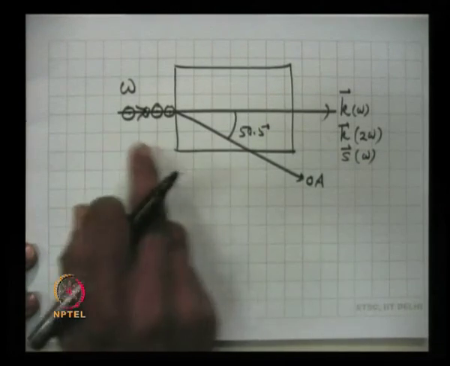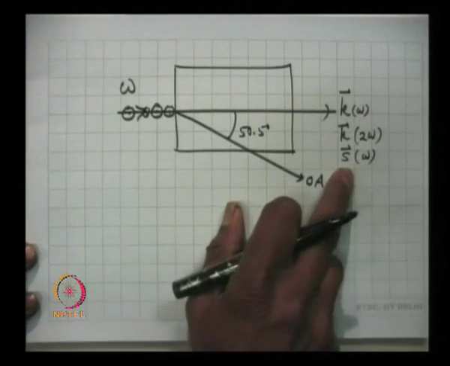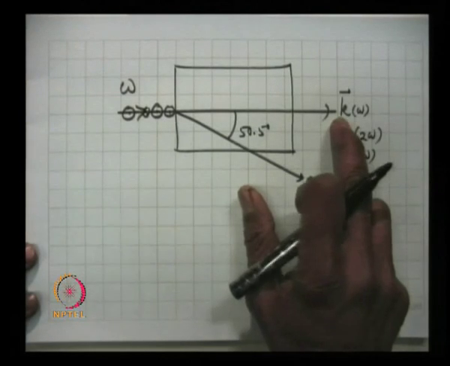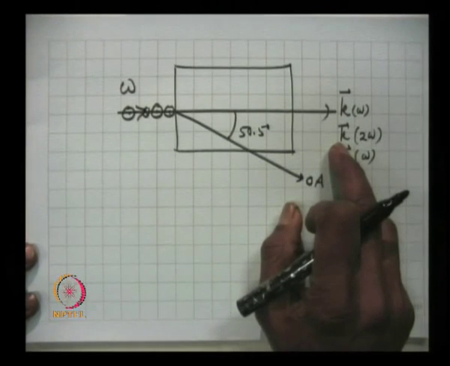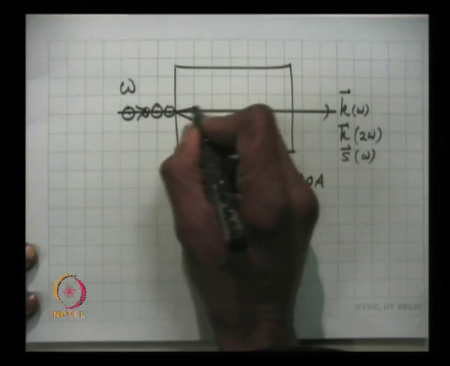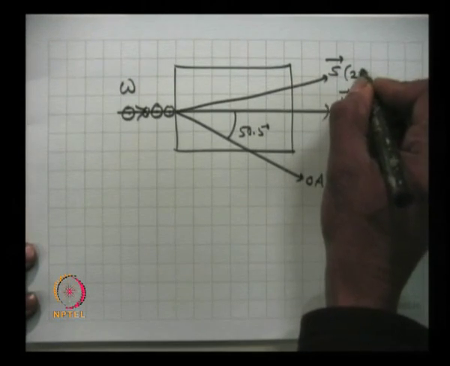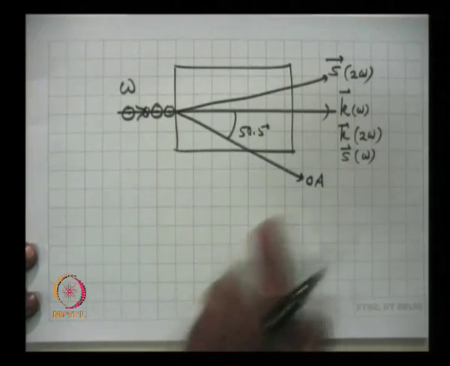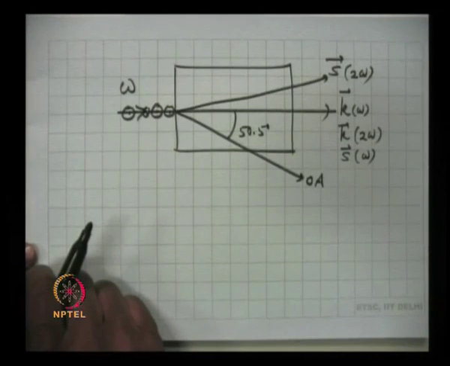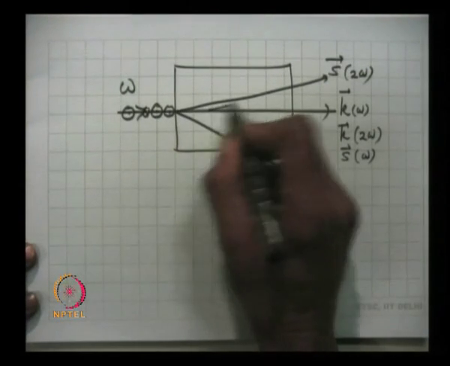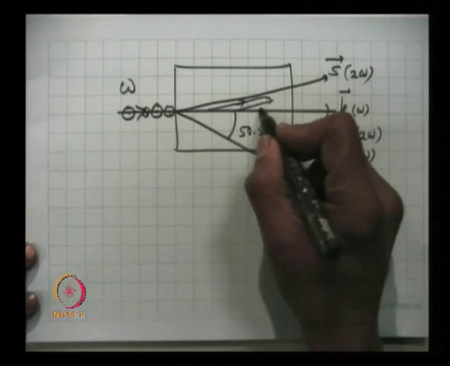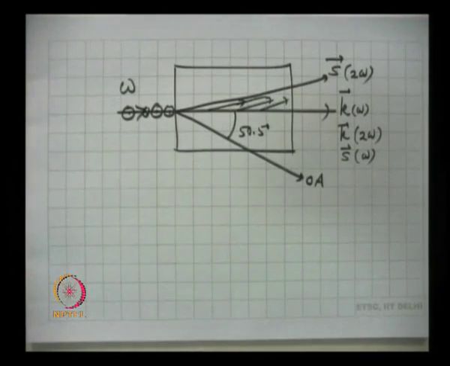The Poynting vector corresponding to omega frequency, the propagation vector of the omega frequency, the propagation vector of the 2 omega frequency. But the Poynting vector of the 2 omega frequency is not parallel to the k vector of the 2 omega frequency. So, the energy that is getting generated at 2 omega is actually walking off from the beam, the main beam.